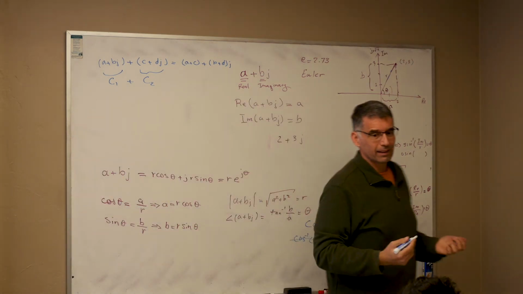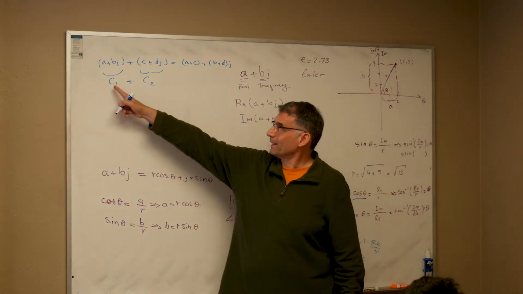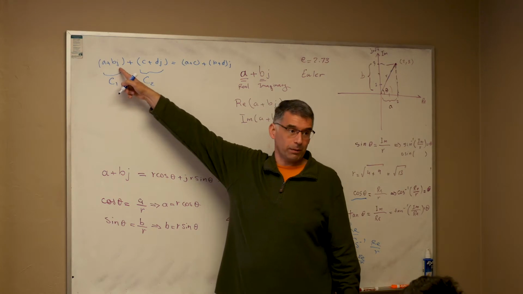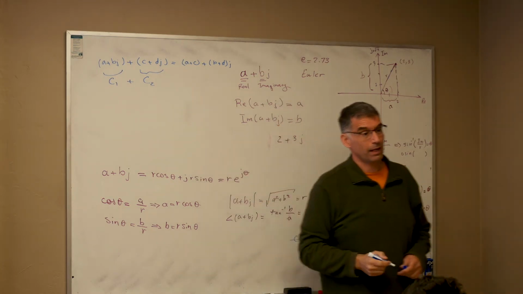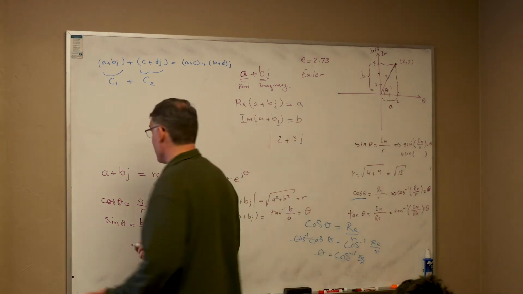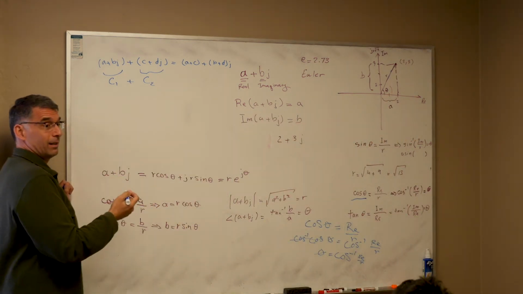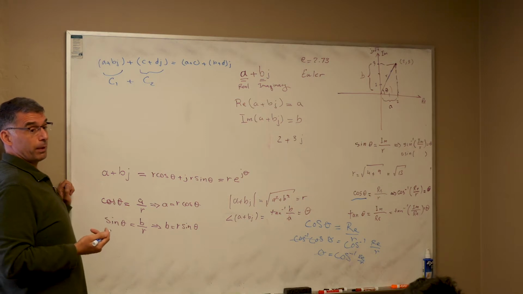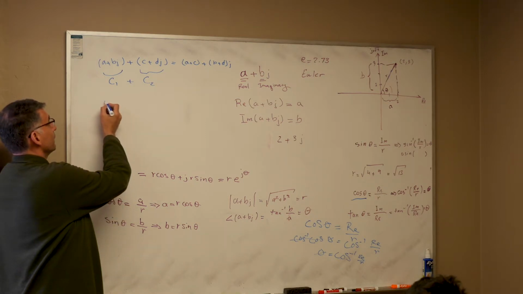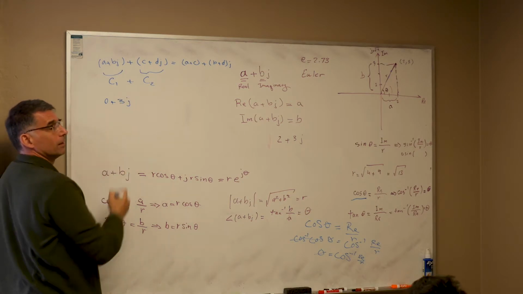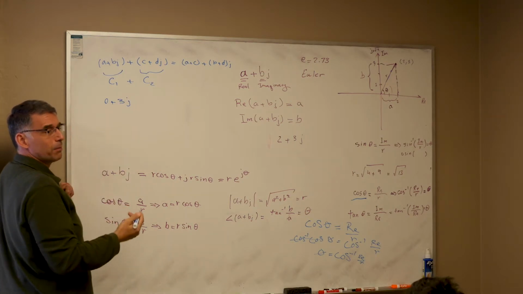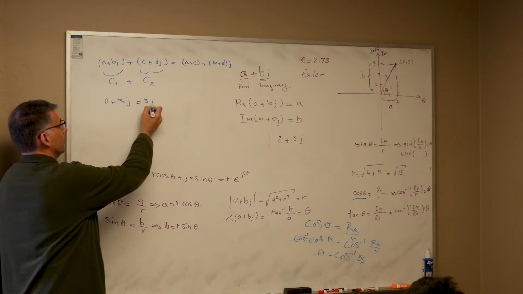We might just say that. But we know that C has a real part and an imaginary part, and each of the other ones has a real part and an imaginary part. Sometimes either the real part or the imaginary part might be zero. I might have a complex number that's 0 plus 3j. Well, that turns out to be just the imaginary number 3j.